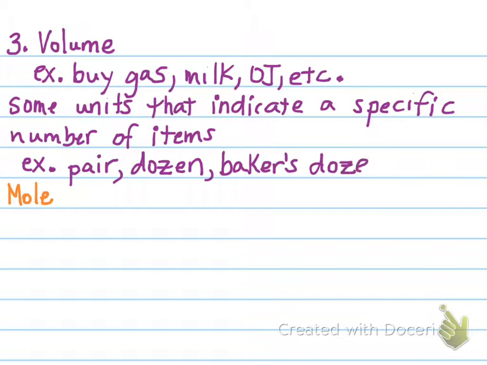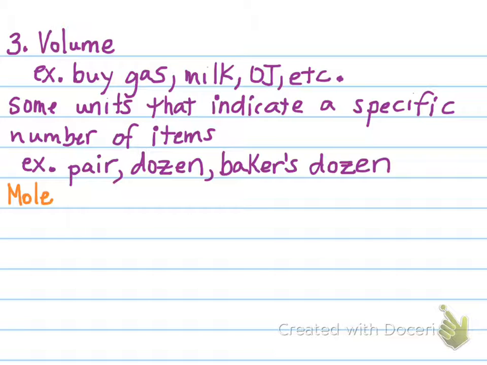Right, so if you go to the bakery and you order a baker's dozen of something, typically that means you're going to get 13. Okay, so again, we do have some units that indicate a specific number of items. That's important because what we're going to see is a mole also is going to indicate a specific number of items. Okay, so it's important that you understand that when we talk about a dozen of something, we know that means we're talking about 12. If we talk about a baker's dozen, we know that means we're talking about 13.